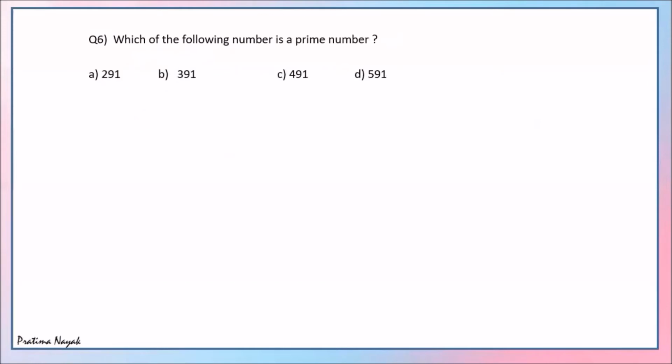Next: 291, 391, 491, 591. Which will be a prime number? Go in the same way. First find out which is divisible by 3. 2 plus 9 plus 1, 11, 12. It is divisible by 3. So this is not the one. 9 plus 5, 14 plus 1, 15. So this is a multiple of 3. This is also not a prime number.